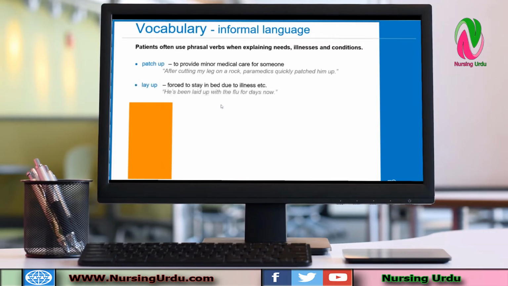To be laid up is to be forced to stay in bed due to an illness. He's been laid up with the flu for a few days now. I've been laid up in bed with a migraine. So to be laid up is to be temporarily incapacitated because of an illness.